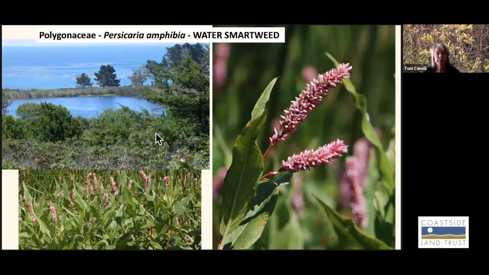Here is the pond, which is actually an earthen dam at Año Nuevo. Here you can see the bright pink flowers of the water smartweed. It forms a wetland habitat for animals, and the seeds are an important source of food for wildlife and wetland species.